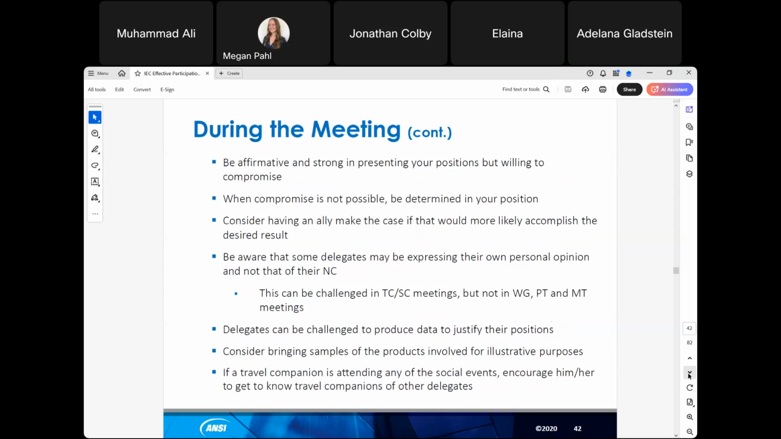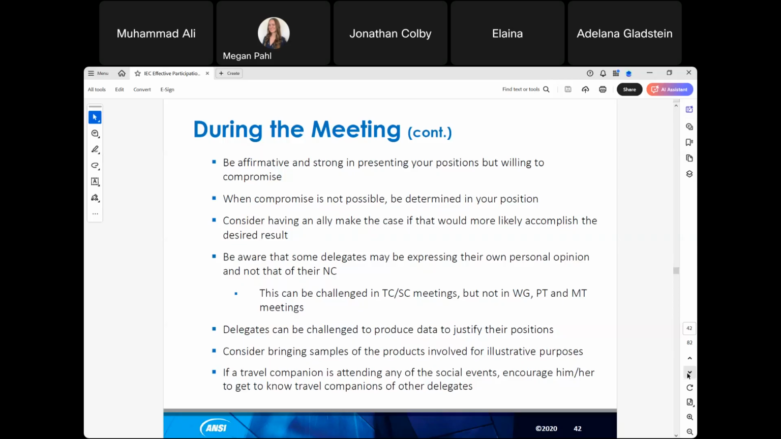As Ali had mentioned, make sure that you are willing to express your point of view, but be willing to compromise. So establish your contingency plans in advance, but note that you might have to think on your feet if something unexpected comes up. Be very determined in your position if you can't reach a compromise, but try your best to reach consensus, noting that that's not necessarily going to be unanimity. And I like to define it as consensus being everyone is equally unhappy, but something that you can live with.